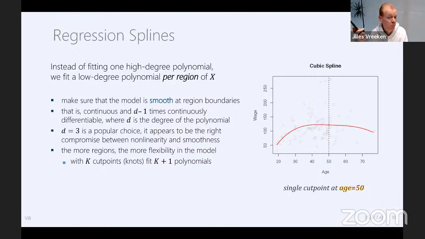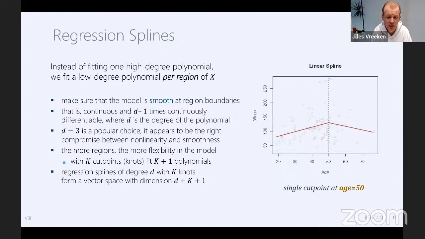Now, making the model more flexible by adding degree, increasing the degree, might lead you to ask the question, what is the degree actually of a spline then, right? If we have k cut points, we could also call these knots because we're knotting the functions together. We have to fit k plus 1 polynomials. Now, if we choose a polynomial of degree d within such a bin, then the regression spline of degree d with k knots has quite simply d plus k plus 1 degrees of freedom.